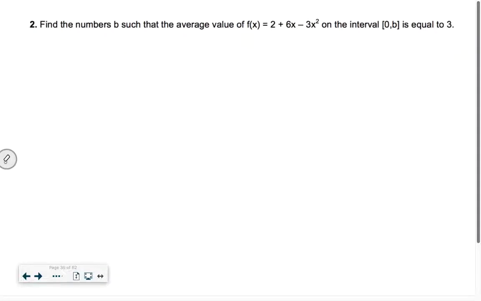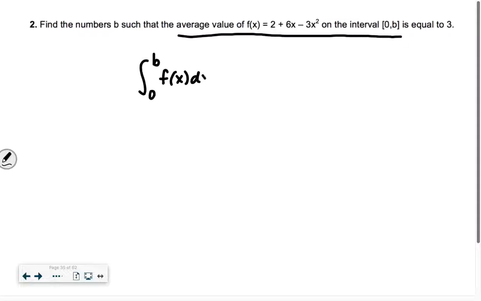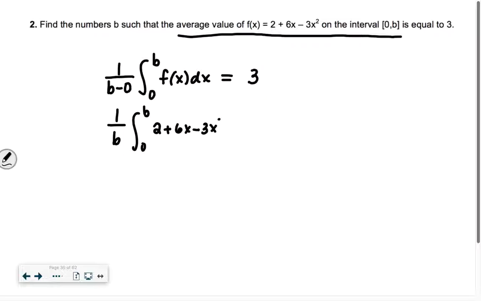All right, so find the numbers b such that the average value on the interval 0 to b is equal to 3. Okay, a little bit harder. Let's think about what it's saying. The average value on the interval 0 to b: we're going to do 0 to b, with this f of x function, and then 1 over b minus 0. All of that has to equal 3. So we have 1 over b, the integral from 0 to b of 2 plus 6x minus 3x squared dx, has to equal 3.